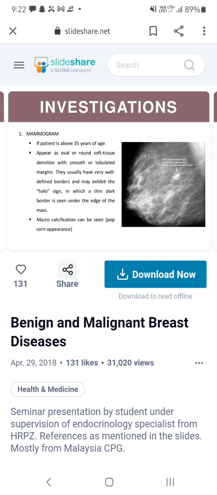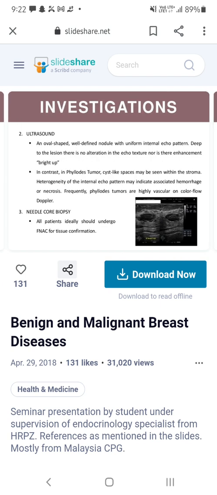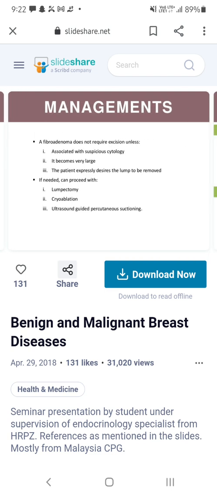Mammography investigations: mostly if you see mammography, there you can identify the fibroadenoma. Density, halo sign, macrocalcification can be seen. A popcorn appearance will be seen, with an oval shape. Then you can take an ultrasound, and see how all the tissues look. And one thing that has a black color, that is known as fibroids. And with a needle core biopsy, you can take a small tissue sample from the breast and send it for investigations.